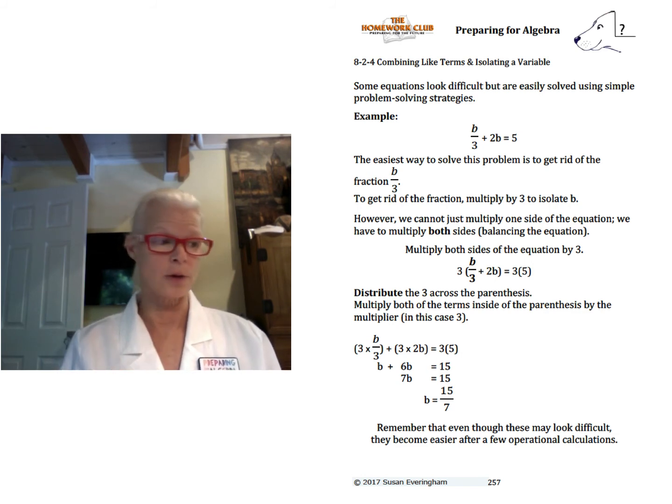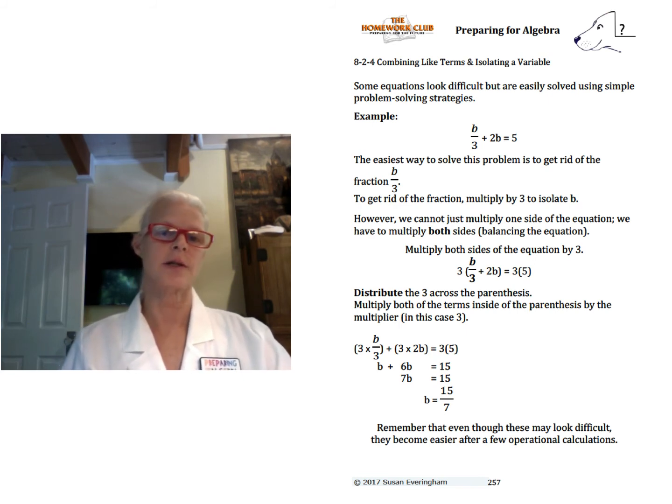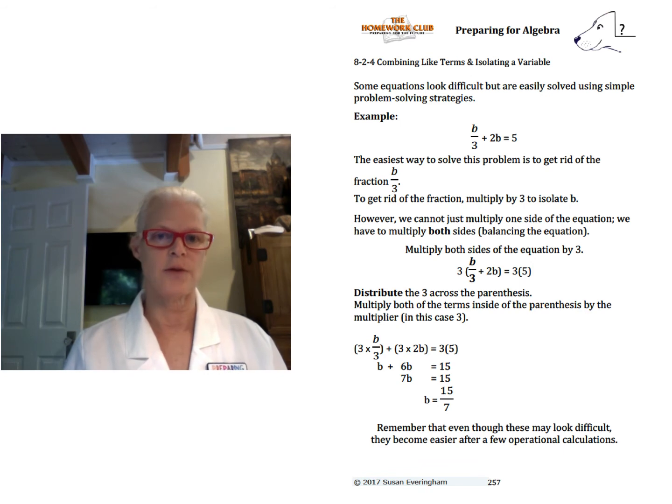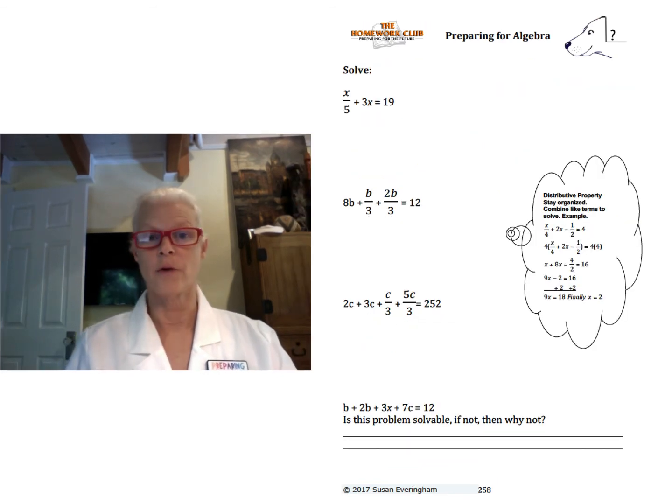Follow it throughout. Use the same type of example procedures to solve for page 258. The bubble refreshes the distributive property, which is exactly what we're using here. Great. Good luck.